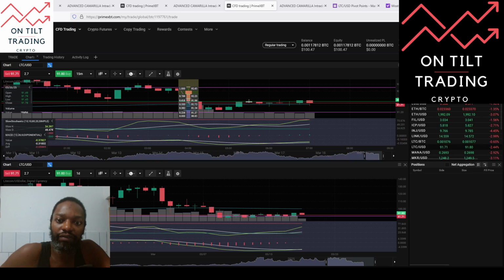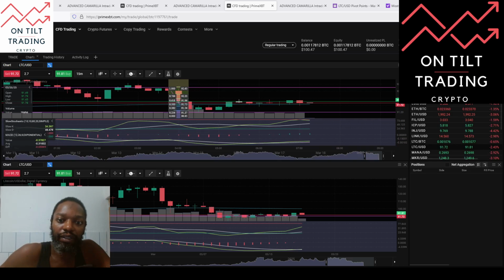But again, I don't like the fact that the price action is still above this 200 EMA. But the only way to get to a pullback entry would be to take an entry above this 200 EMA. So we'll take a look.